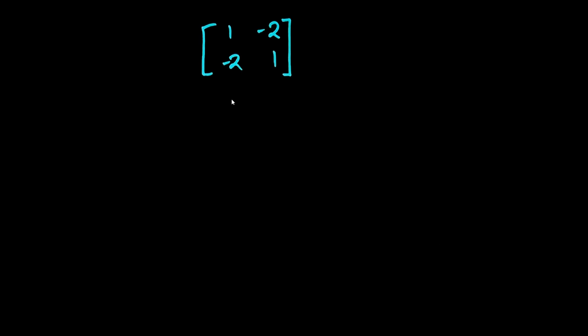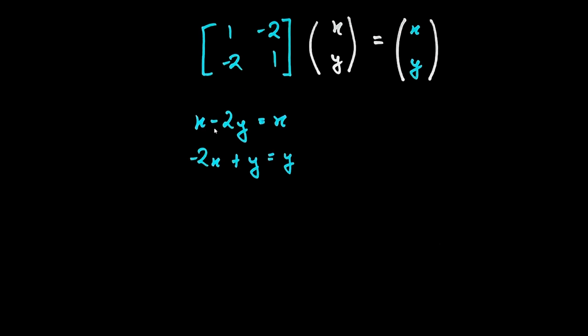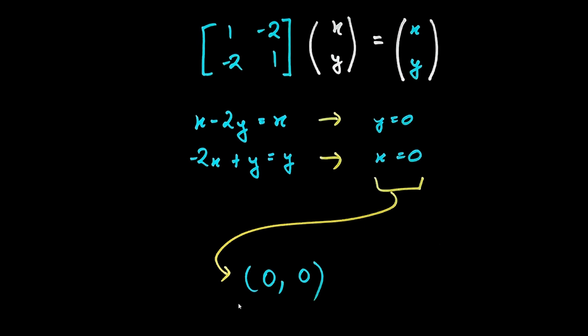So finally, let's try to find the invariant system of this matrix: 1, minus 2, minus 2, 1. We write down this matrix, and beside it we write down xy equals xy. So we're using the first method, right? What we do now is multiply these, and then we get two equations: x minus 2y equals x, and minus 2x plus y equals y. Then we simplify both equations, and this equation simplifies to y equals 0, and this equation simplifies to x equals 0. So we get a coordinate as our answer, which is 0, 0.